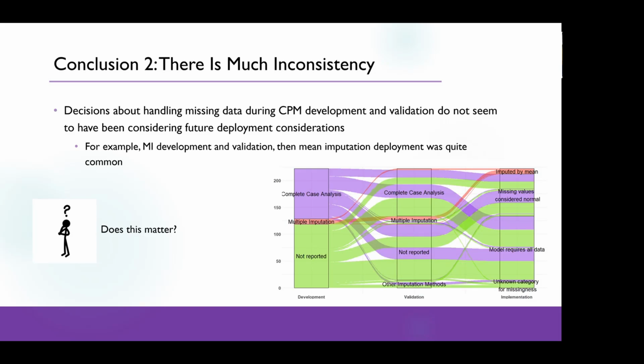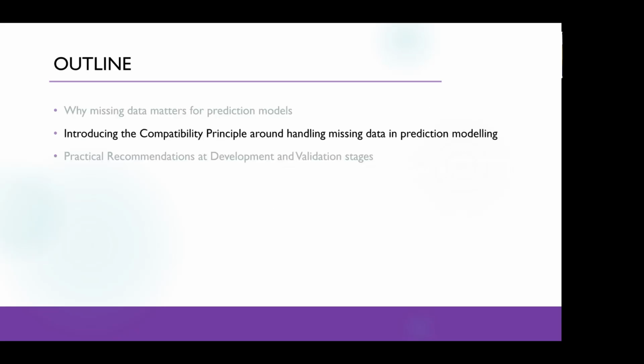Okay, and that might seem a little bit strange at first, but I think that links back to the practical considerations that I was alluding to a few slides ago. And so the question we asked ourselves was, well, does that heterogeneity in the handling make any difference? Does it matter that you're developing a model using multiple imputation and then deploying it under a mean imputation strategy? And that question leads to the second part of the talk.